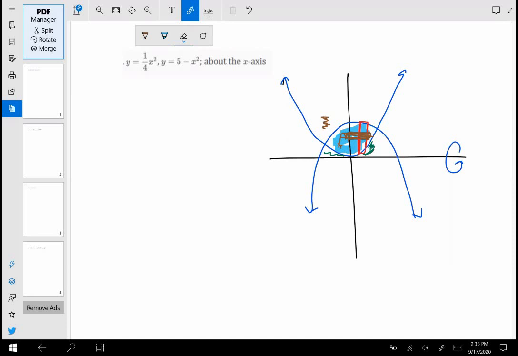Okay. So with that being said, the shells method then is always going to go from 0 to one of the functions. Okay. That makes things a little bit easier. But we would still wind up with two integrals, wouldn't we? Because we'd have the top half, then we would have the bottom half of it. Okay. Because that rectangle ends at the 5 minus x squared for the top half. And then the rectangle goes from 0 to the 1/4 x squared for the bottom half. So does anybody have a one they want to use?